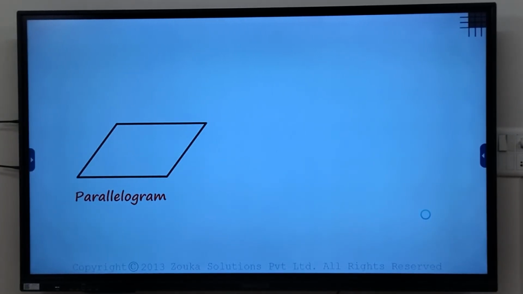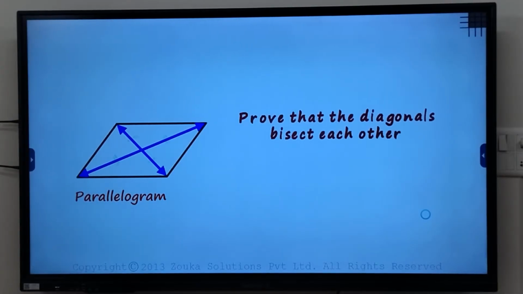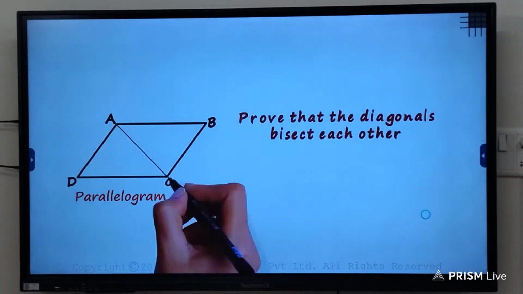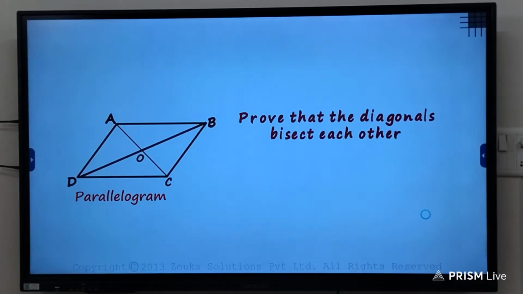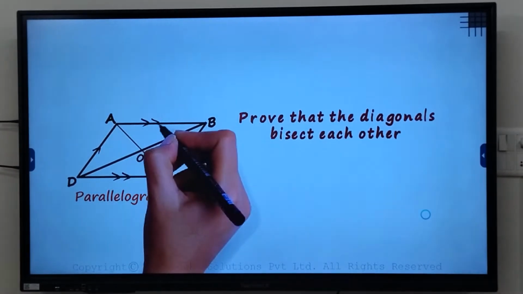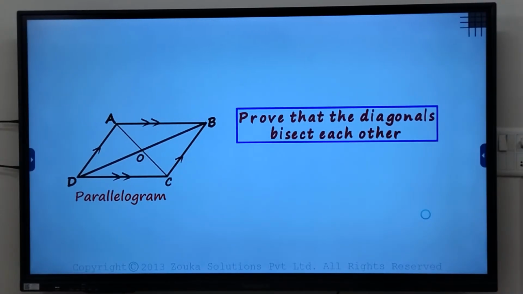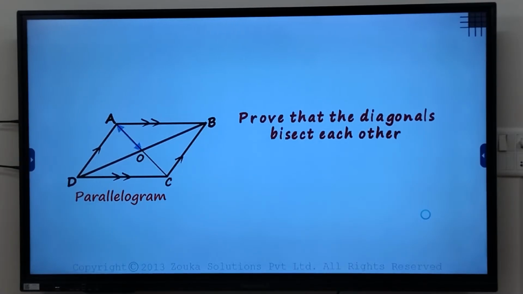Let us now cover another property of a parallelogram. We have to prove that the diagonals bisect each other. Let's take the parallelogram ABCD. Let's assume that the diagonals meet at point O. As it's a parallelogram, this side will be parallel to this side and this side will be parallel to this one. We need to prove that the diagonals bisect each other. It means we have to prove AO is equal to OC and OB is equal to OD.